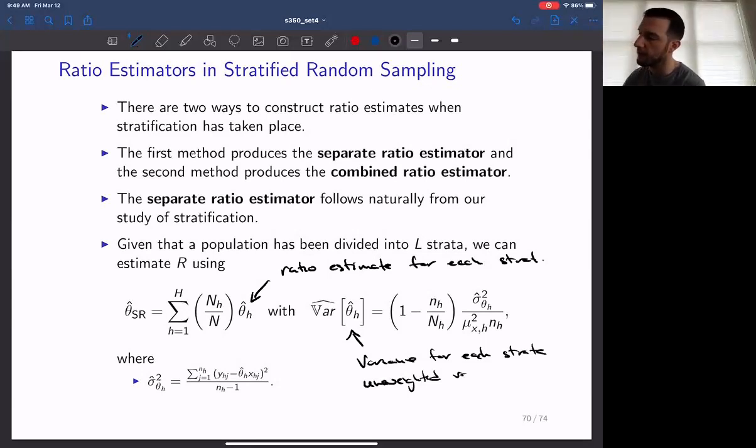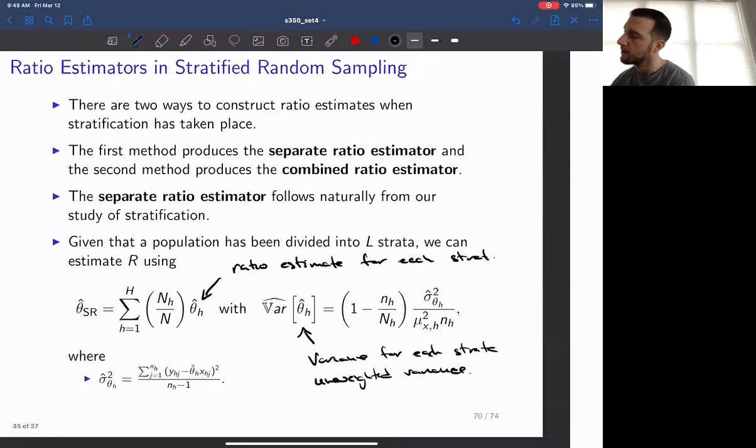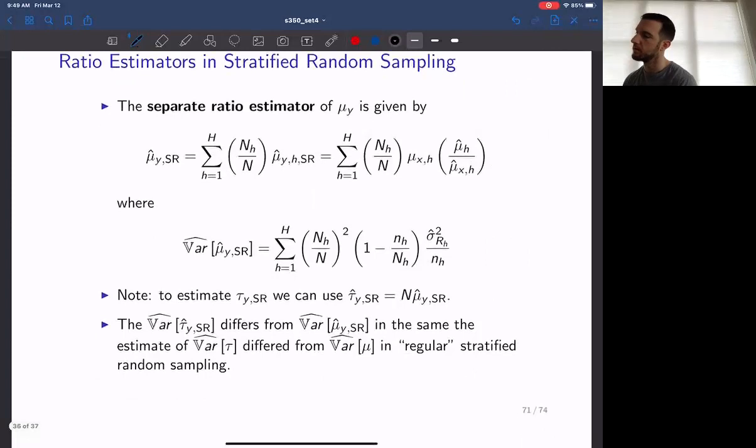And then this term here, the sigma hat squared theta h, that's the same definition of sigma hat squared r that we just looked at in the previous illustration. It's just within each of the strata. Okay, so we can then show that the ratio estimator for mu y is basically just the weighted ratio estimator within each of the strata.